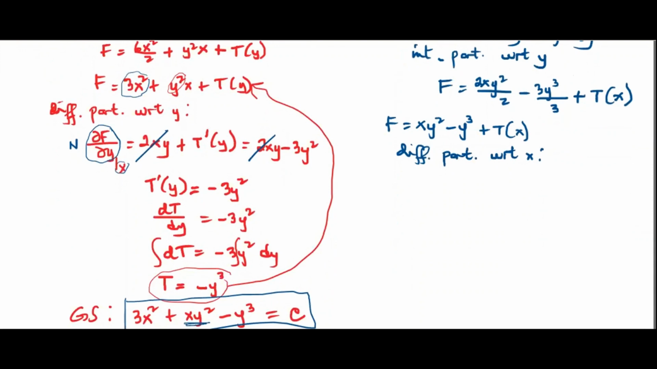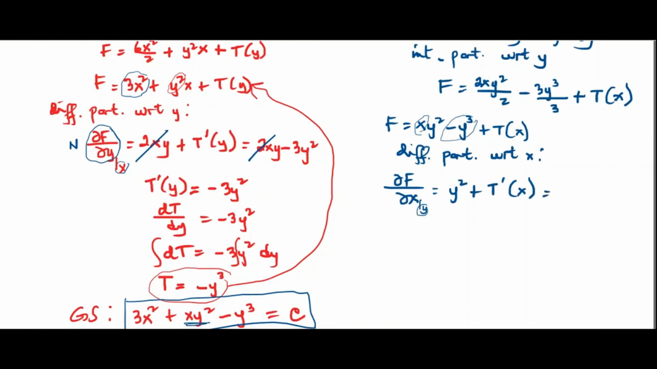Differentiating that with respect to x, partial of f with respect to x. So, i-differentiate mo lang yung x and you will hold y constant. Therefore, y squared, constant yan, ilalabas mo lang, and the differential of x is 1 dx. Minus what? Ano differential nito? Y is treated as a constant. 0 po. 0 plus t prime of x.